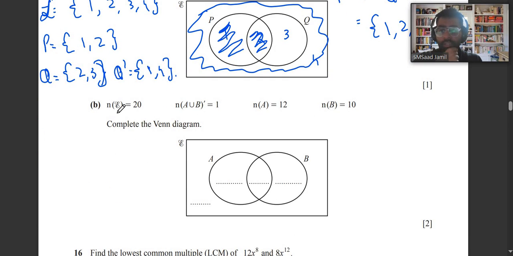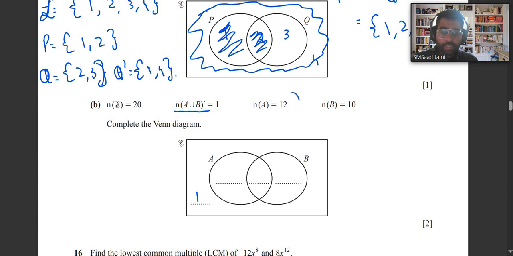Now part B, complete the Venn diagram. The number of elements in the universal set are 20. Number of elements in A union B complement is 1. Number of elements in A is 12. Number of elements in B is 10. Complete the Venn diagram. So look, A union B complement means all the numbers outside of A and B is 1. So over here we will write 1 because all the numbers outside of A union B.